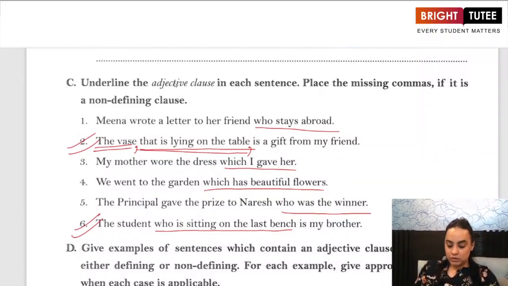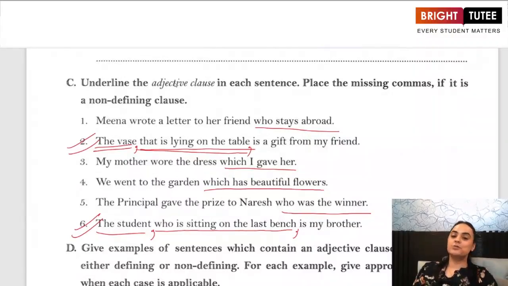The student who is sitting on the last bench is my brother. What is my adjective clause defining? The student, it is describing, which is its antecedent. So it is clearly defining the antecedent. It becomes a defining clause. So therefore, we do not separate the adjective clause using a comma. So this is how we are going to work upon the adjective clauses.